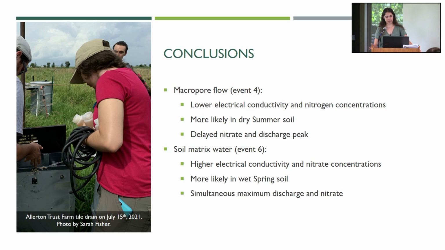Then we looked at matrix water flow, which is event 6. And overall, matrix water held in the micropores had higher electrical conductivity and nitrate concentrations. It was more likely in that wet spring soil when conditions were conducive to that slow seeping movement of water. And then again, it had that simultaneous maximum discharge and nitrate peak.